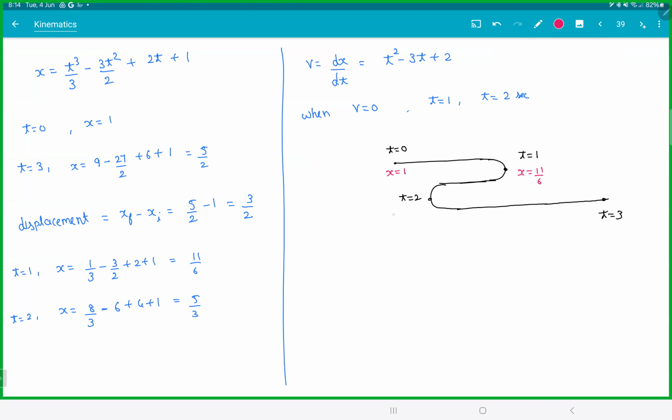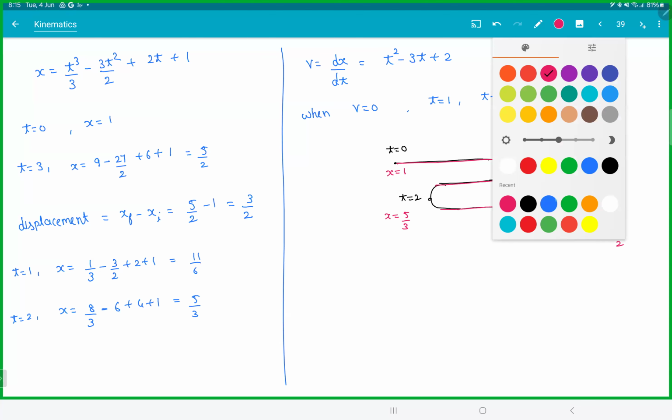At t is equal to 2, you are at x is equal to 5 by 3. At t is equal to 3, you are at x is equal to 5 by 2. Now, what you guys did in the beginning, you took this point and calculated this distance, you got displacement. But what is distance traveled? Distance traveled is this length, and this length. You went front, you came back, and then you went front again. So distance is the total length of the path.